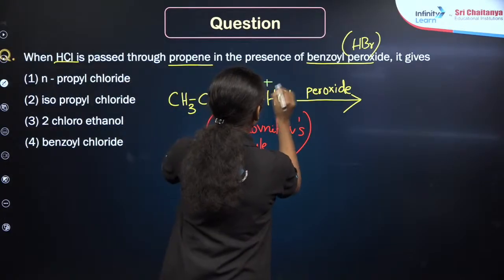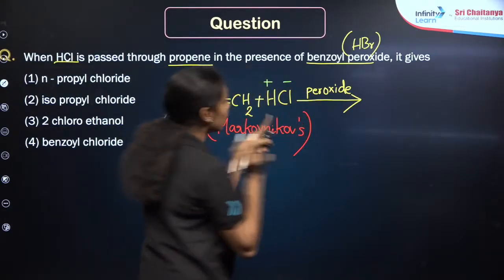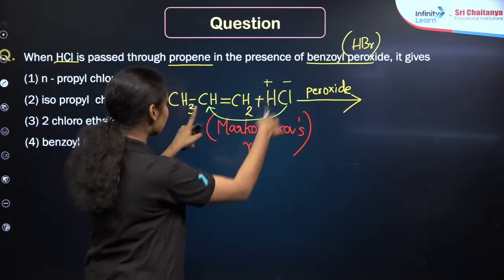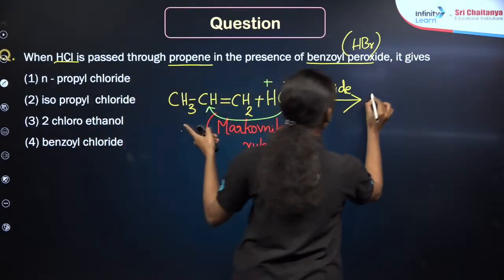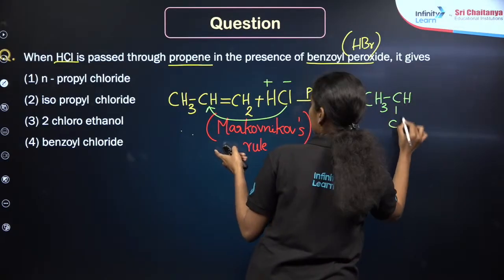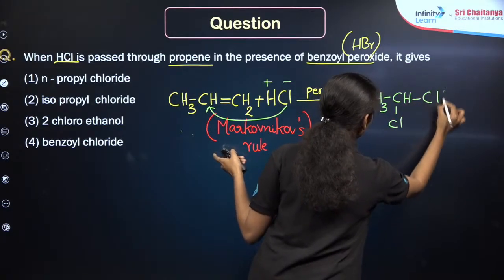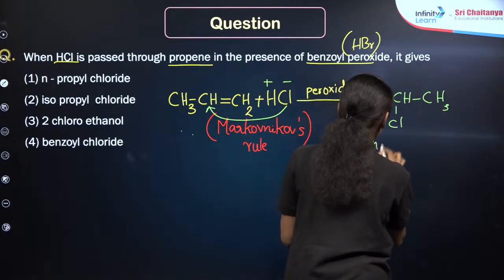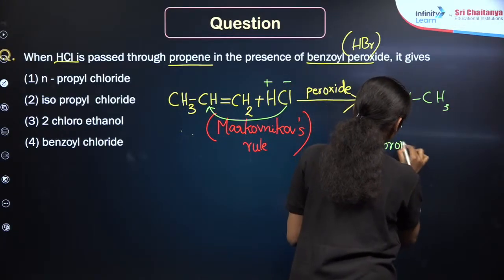Adding molecule, right? H plus and Cl minus. The negative part will go to the carbon containing less number of hydrogen atoms. I am repeating once again. Cl minus will go to the carbon containing less number of hydrogen atoms. Thus, the product will be CH3 CHCl CH3, right? Which means its IUPAC name will be 2-chloropropane.